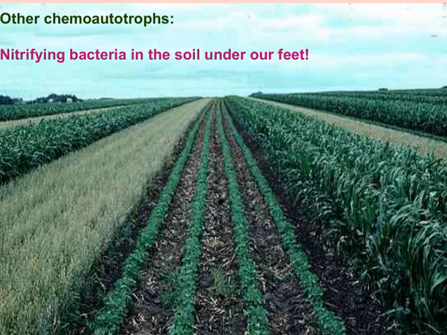Now, let's talk about some other fascinating chemoautotrophs, specifically nitrifying bacteria found right in the soil under our feet. These tiny organisms play a crucial role in the nitrogen cycle by converting ammonia into nitrites and then into nitrates. This process is essential because it makes nitrogen available in a form that plants can absorb and use for growth.